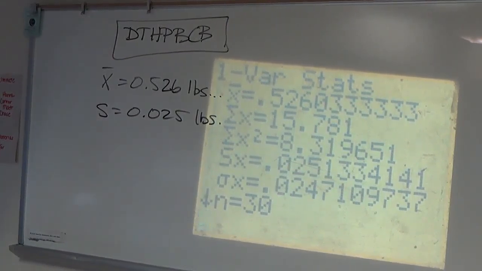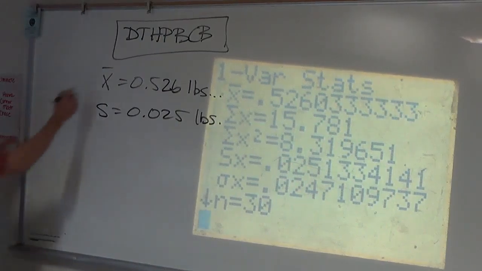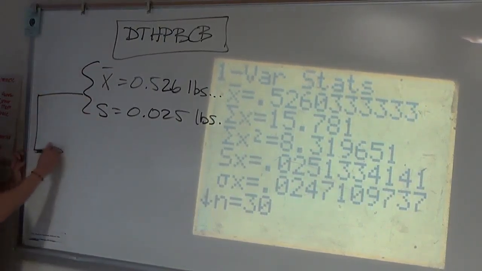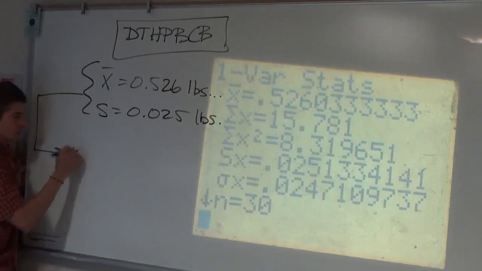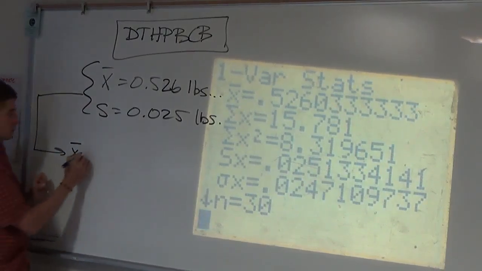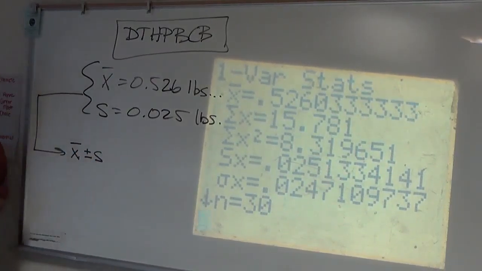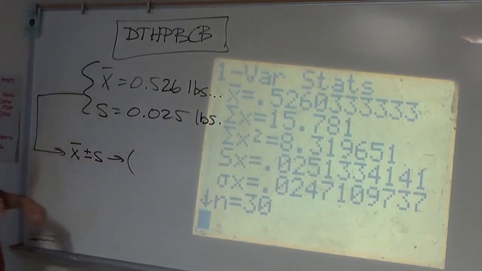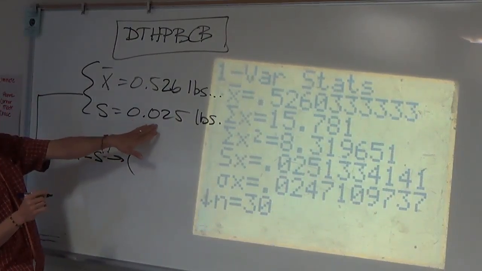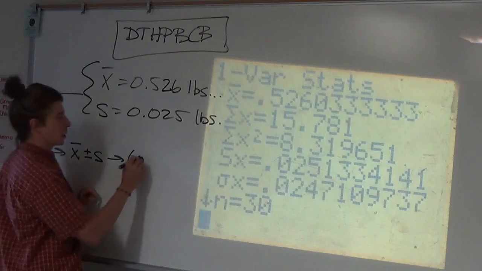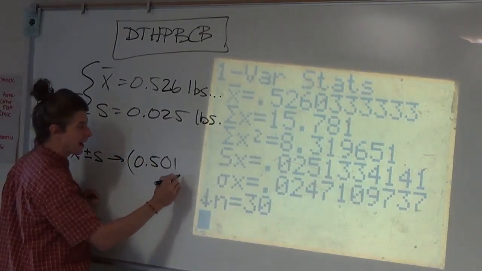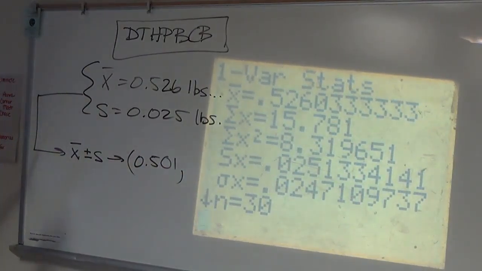Linda, what are you thinking? Plus or minus that for the average? So maybe take these guys together. X bar plus or minus S. Fair enough so far? So that would give us an interval of 0.526 minus 0.025. Check my math on this one. That's going to be 0.501 pounds up to 0.551 pounds.